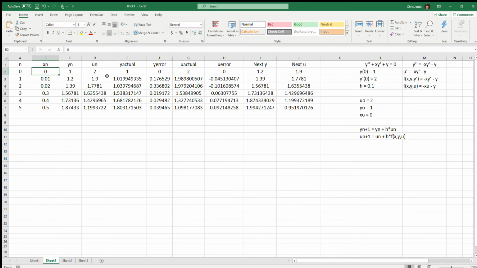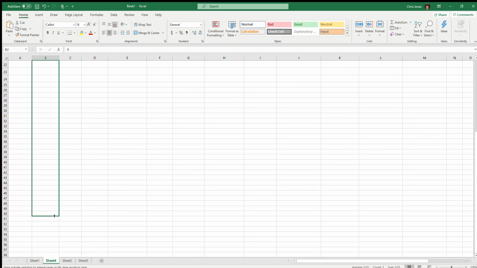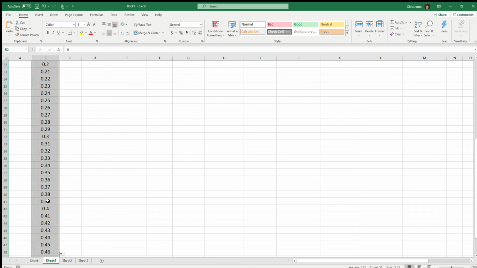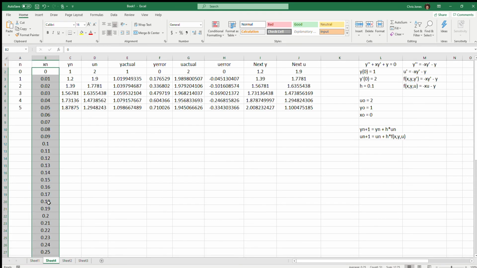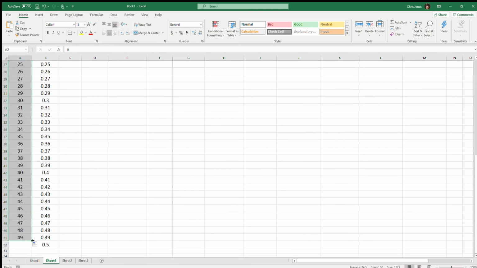All right, now this is all going to change, and we're going to need a number of iterations. Remember, we're looking for 0.5, so we're going to have to go all the way down to this column 52. Not a big deal. Now before we do anything, we have to change the step sizes.